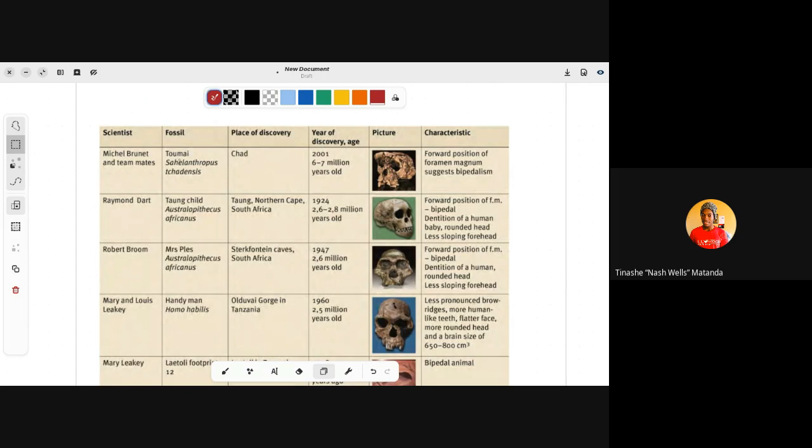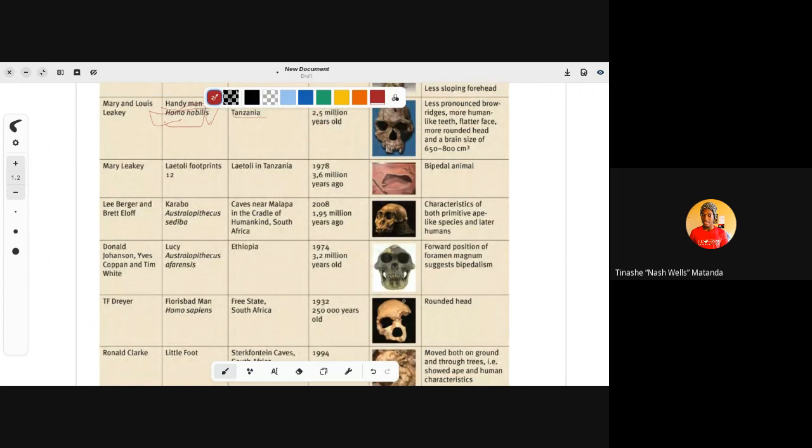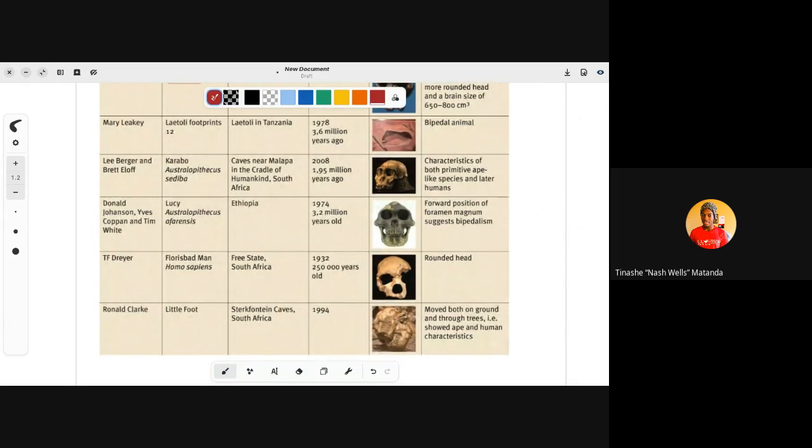Starting from Tau Mai, which was found by Michael Bennett and his teammates, you have to know that one. The place of discovery was in Chad, and there's this one found in the Northern Cape, and there's this one, Mrs. Place. So there's Taung Child and Mrs. Place, and the handyman, which is the Homo guy I was talking about. So this is the guy who actually proved the existence of the Homo sapiens. Okay, found by Mary and Louis Leakey. This was found in Tanzania. Okay, you have to literally know each and every one of these dead homies that we have right here. These dead homies, you have to know them off by heart.